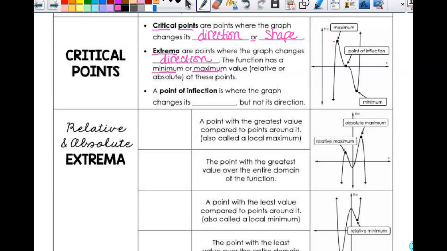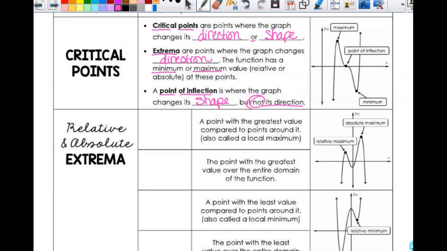Another category of critical points are points of inflection. That's where the graph changes its shape, but not its direction. Okay, so like a little wiggle. So here I'm decreasing. Here's my point of inflection because the shape changes. It's just a little wiggle, but it just continues to decrease the whole time. Okay, it doesn't change direction. It's still going in the same direction. It's just like a little bump in the road. Okay, we good? Easy enough?